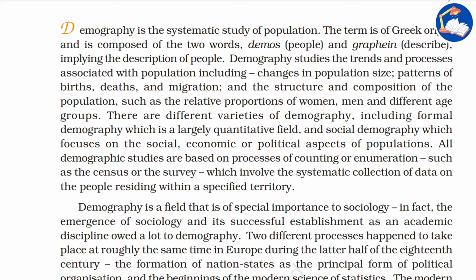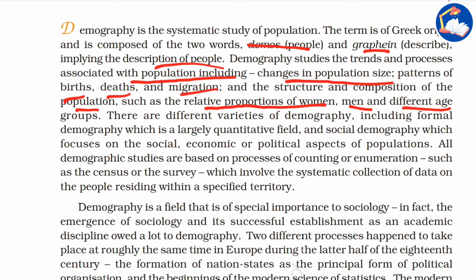Demography is a systematic study of population. The term is of Greek origin and is composed of two words, demo and graphein. Demo means people and graphein means describe, implying the description of people. Demography studies the trends and processes associated with population, including changes in population size, patterns of birth, deaths, and migration, and the structure and composition of the population, such as the relative proportions of women, men, and different age groups.